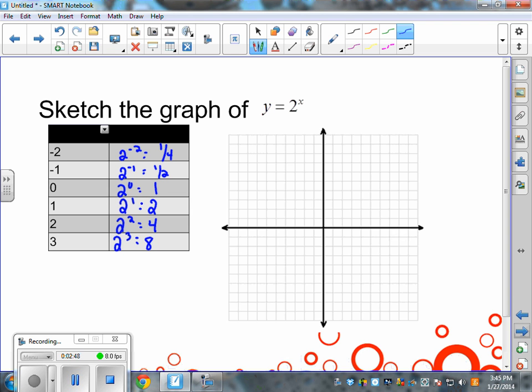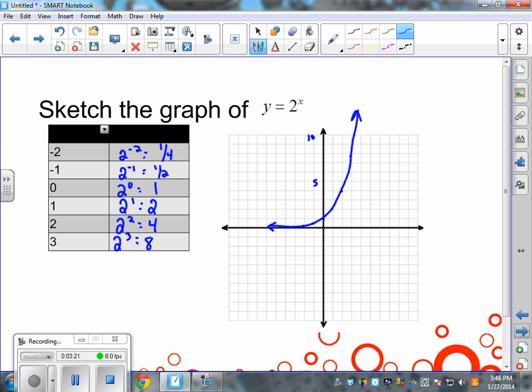So again, plotting those points, -2 would put me at a fourth. This time we'll count our y-axis off by 1s. So 2 to the -2 would be a fourth. 2 to the -1 would be a half. 2 to the 0 would be 1. 2 to the 1 would be 2. 2 to the 2 would be 4. And then 2 to the 3rd would be 8. So again, connecting our dots, we'll see our graph looks like that.